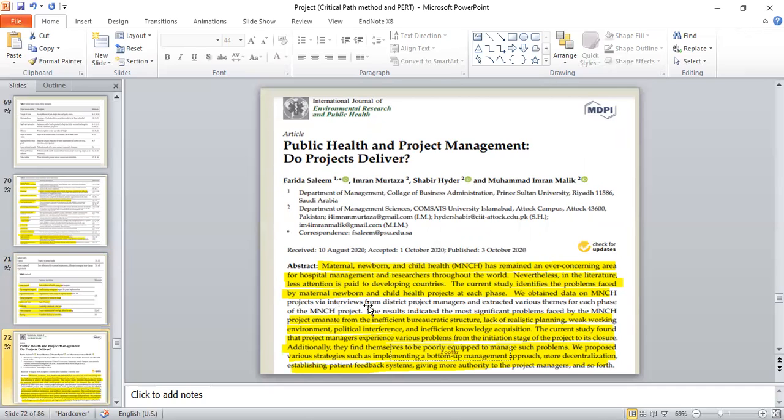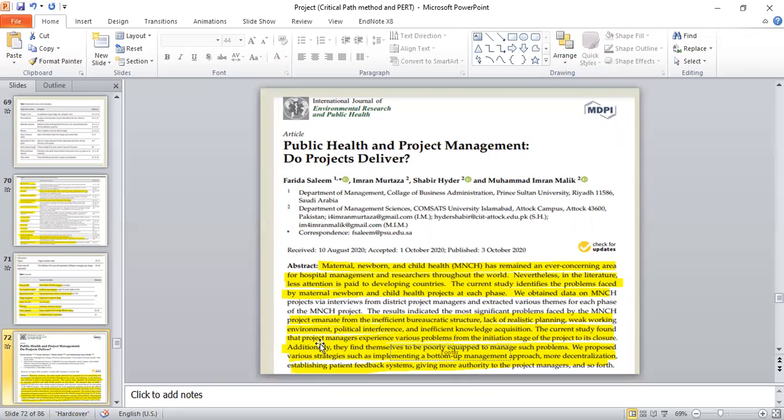The current study identifies the problems faced by maternal, newborn, and child health projects at every phase. They obtained data on maternal and child health projects by interviewing district project managers and extracted various themes. The results show that the most significant problems faced by maternal and child health projects emanate from inefficient bureaucratic structure, lack of holistic planning, weak work environment, political interference, and inefficient knowledge acquisition.